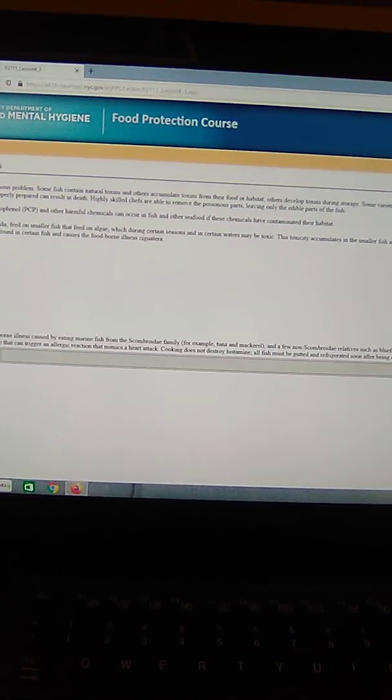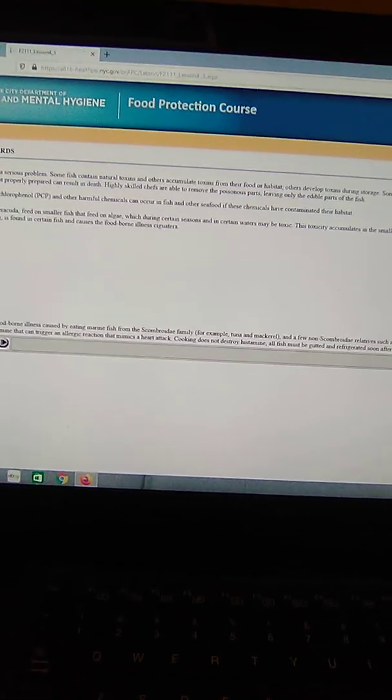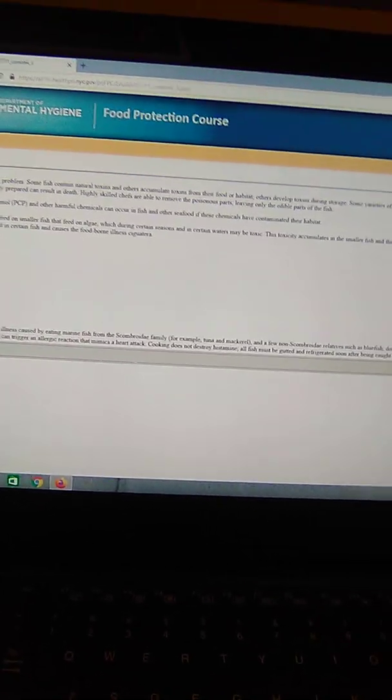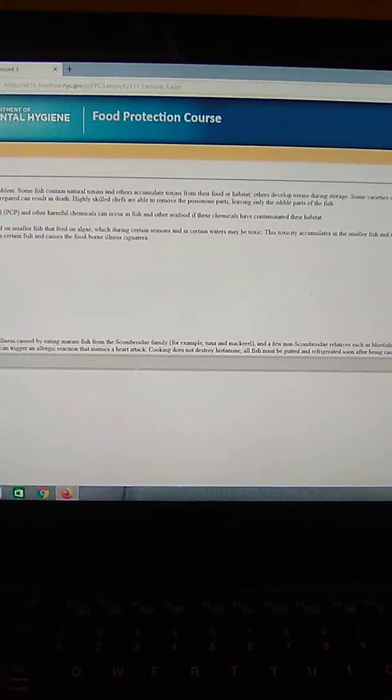Wow, you can give somebody heart-attack-like symptoms with this stuff. Cooking does not destroy histamine. All fish must be gutted and refrigerated soon after being caught.